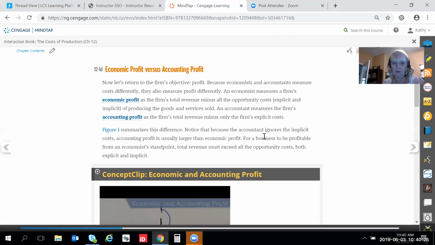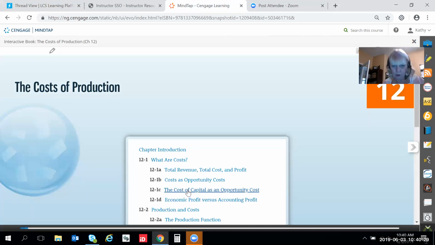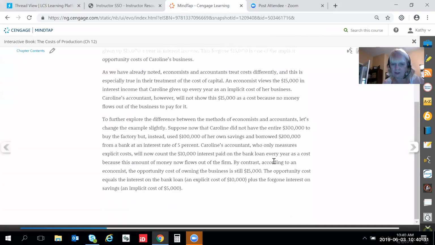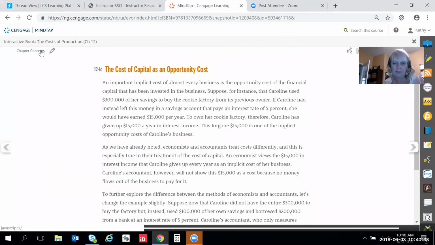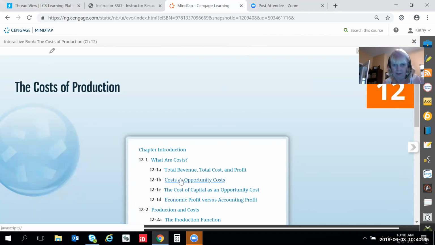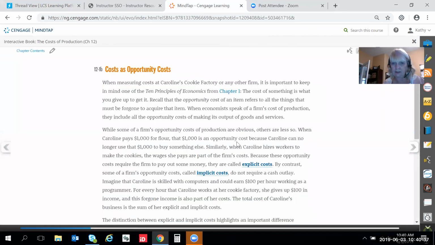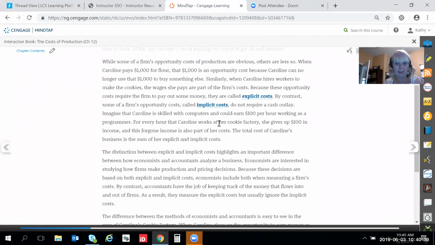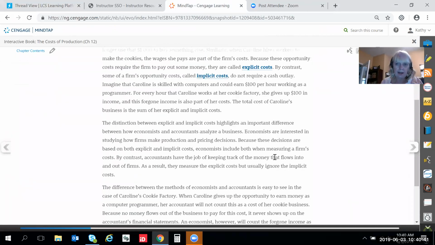And also, if you go back a couple of sections to see the cost of capital as an opportunity cost, costs as opportunity costs, we have the discussion of implicit and explicit costs, and you're kind of getting tipped off here that opportunity cost is one of the factors that determines accounting costs or economic costs.